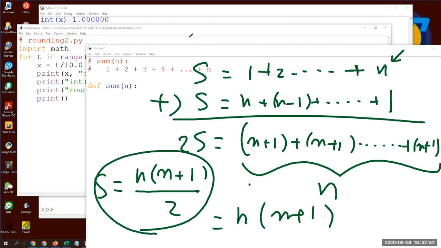Make sense? Isa, is that okay? About Zoe, is that okay? And how can you remember this every single time? Just remember n times n plus 1 divided by 2. How can you remember it?